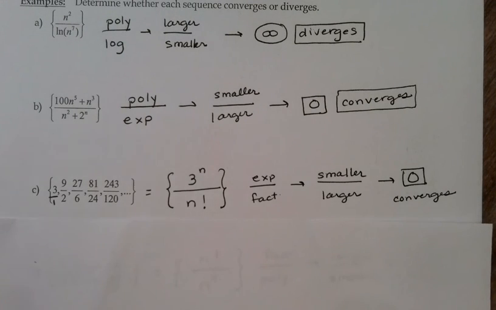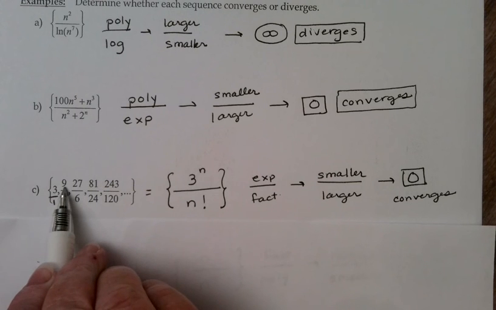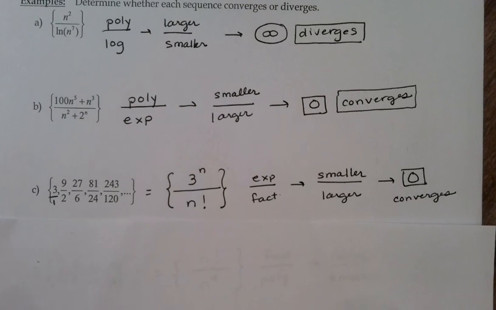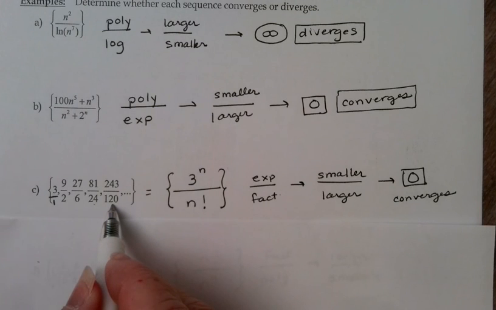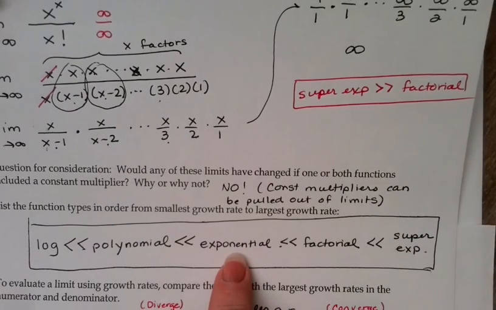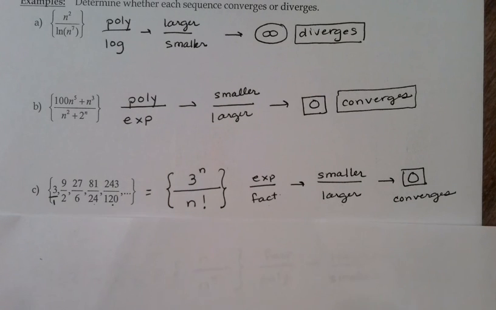C. This time, the original problem gave us just a list of numbers. It didn't give it to us in the formula form. So we're going to have to figure that out. And I'm going to notice that the numerators are all powers of 3, right? 3 to the first, 3 to the second, 3 to the third, and so on. So 3 to the n power on top. Denominators are that now familiar list of factorials. So n factorial on the bottom. Exponential on the top, factorial on the bottom. Growth rate for the exponential is smaller than the factorial. So smaller over larger, larger growth rate on the bottom converges to 0.